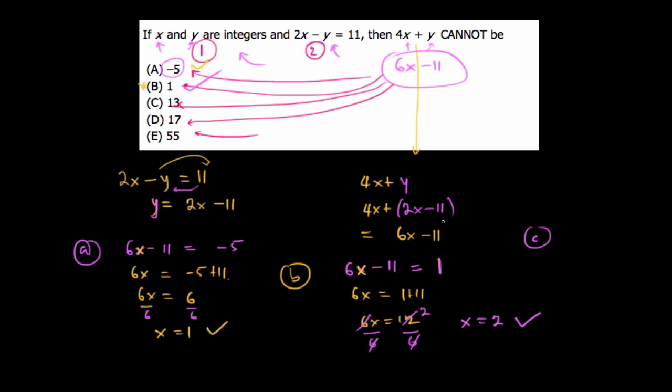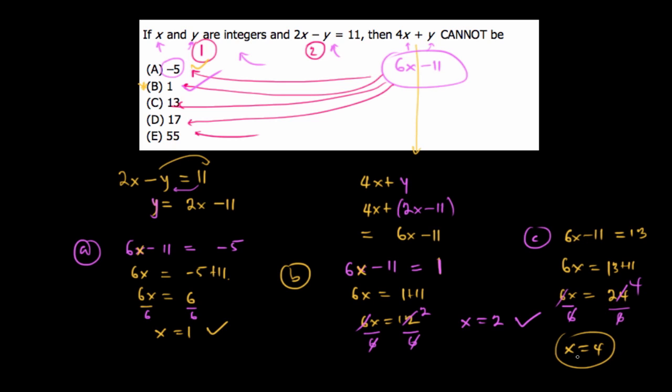So for the C part, when 6x negative 11 equals 13, to solve for x, we add 11 to both sides, so you have 13 plus 11. So you have 6x equals 24. So to solve for x, we divide both sides by 6. So you have x equals 4. So again, when 6x minus 11, that is 4x plus y, equals 13, it satisfies that x and y are still integers.